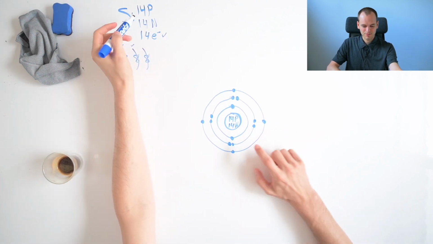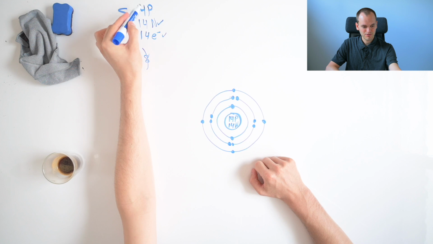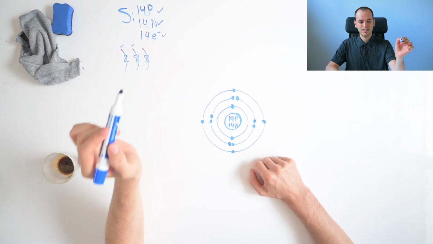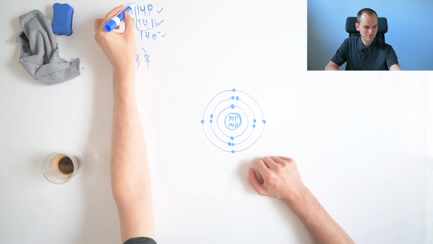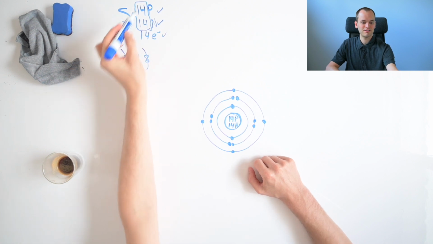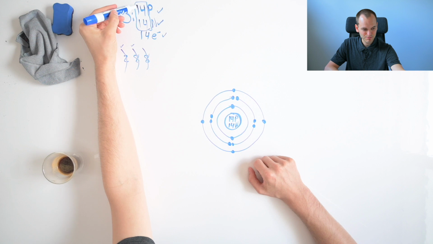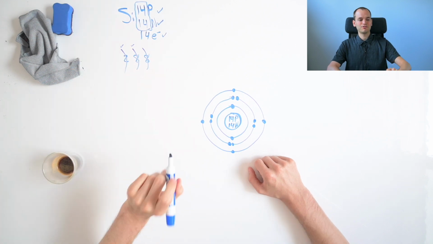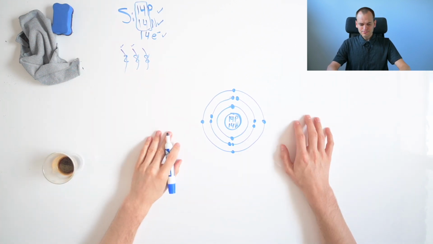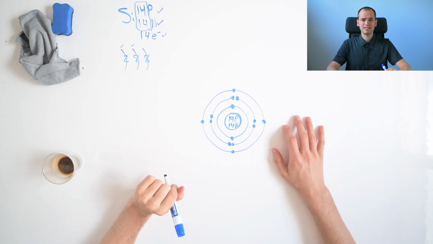Yep. We have 14 neutrons. We have 14 protons. And if you add up our protons and neutrons here, you will get the atomic mass. And then our protons is equal to the atomic number. So that is the Bohr-Rutherford diagram for silicon.